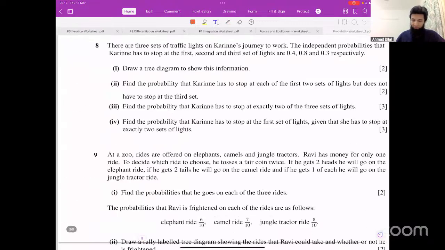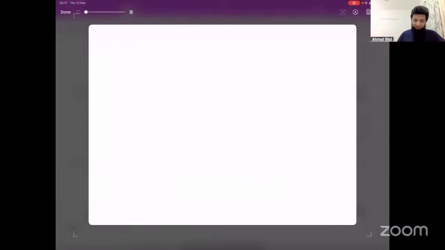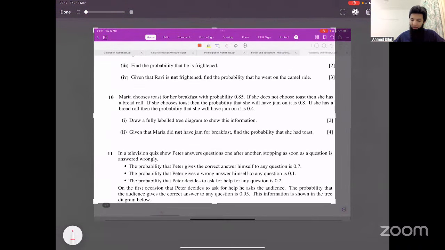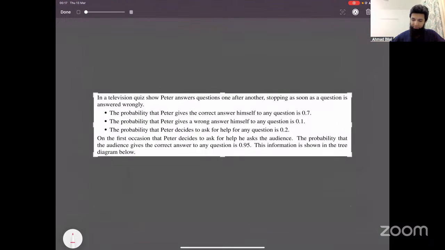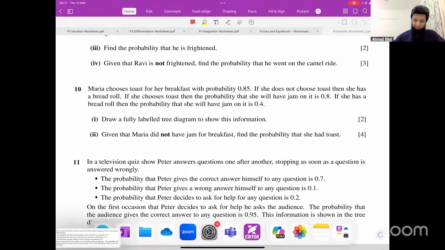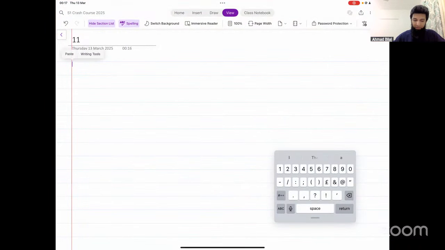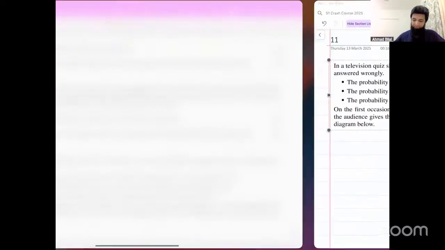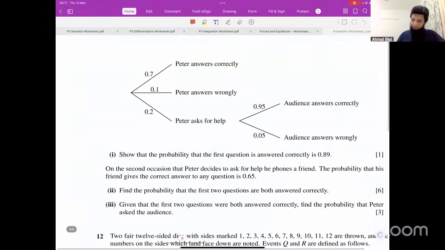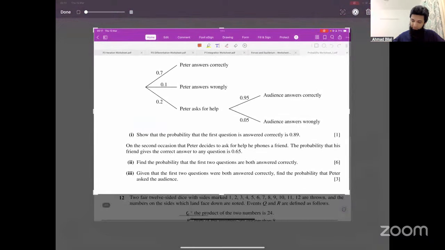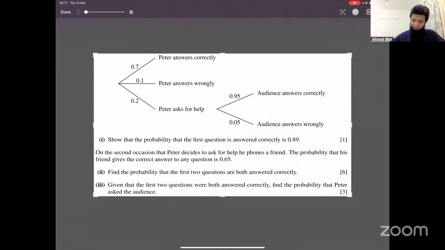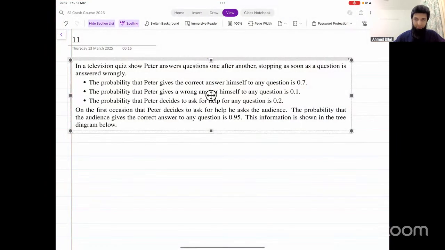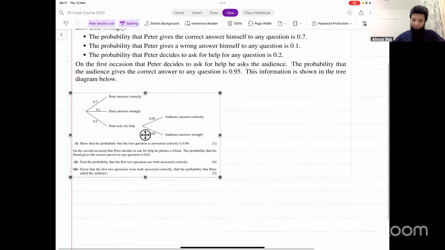So now this is one of the most difficult questions that you will see in past papers on probability as well. Not all of it, but I think one part of this at least. It's only difficult because making the tree diagram is difficult. Once you make the tree diagram, then the rest is kind of okay. Question number 11. Okay, so this is the last one that we're doing.